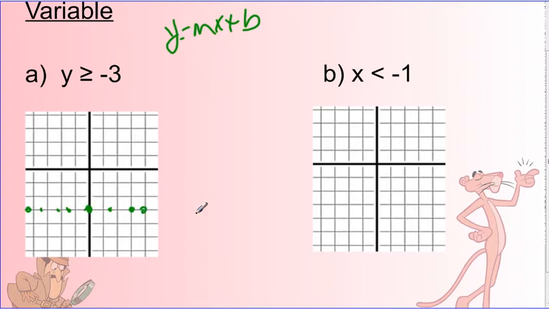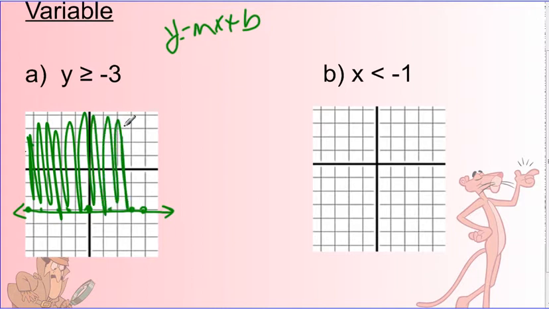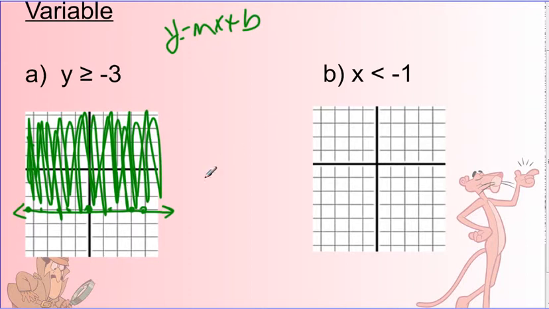And what we want to shade in, it says, is anything bigger than or equal to negative 3. So because we have that or equal to, we're going to use a solid line, and bigger than negative 3, hopefully you can guess which way that is. If you're going bigger than negative 3, you're shading above it. This is bigger than negative 3, because there's 0 and positive 1 and positive 4 and all that kind of good stuff.